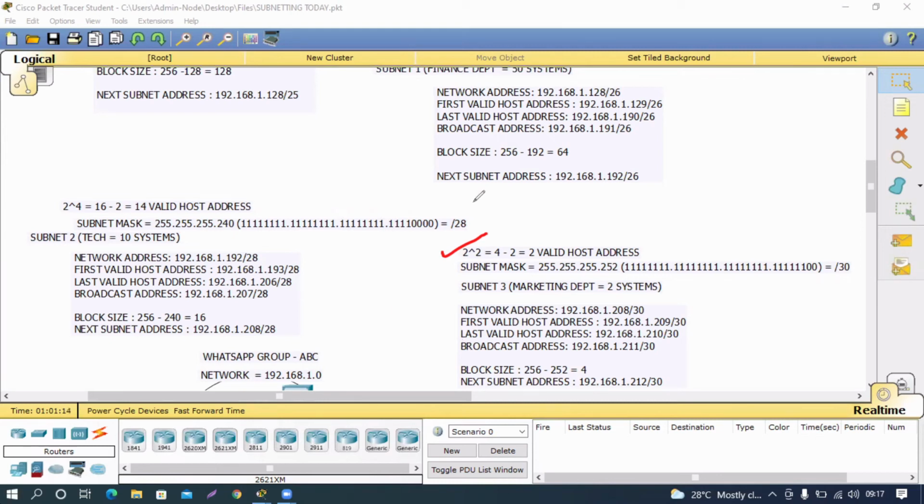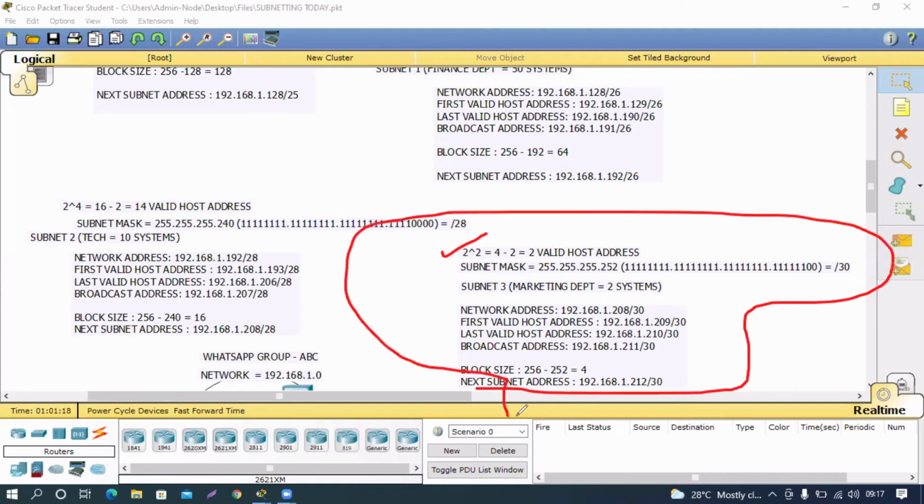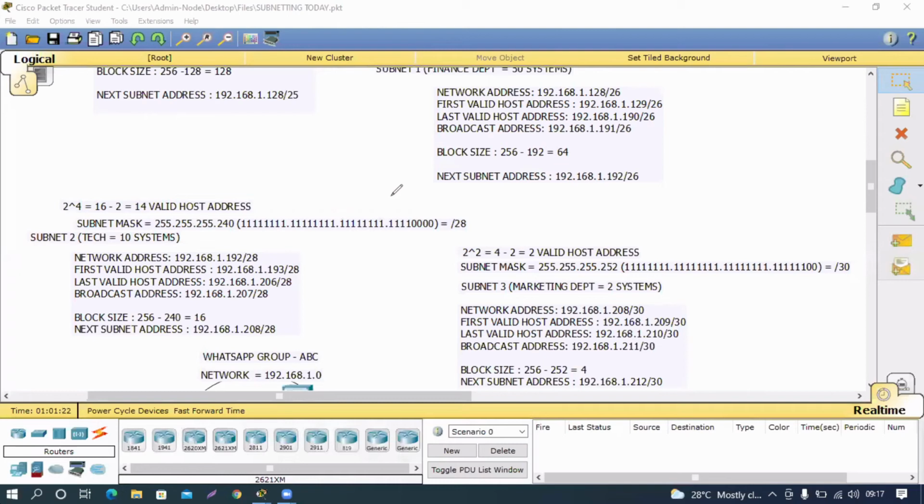All of you got this requirement? Yes, sir. Okay. So everyone has got this particular subnetting, right? Class C subnetting clear? Yes, sir. Understood, right? Sir, explain please one time.